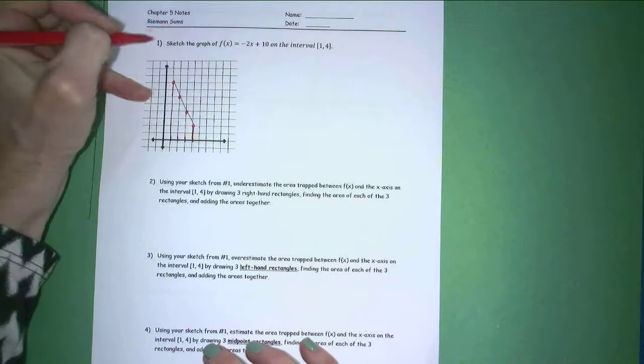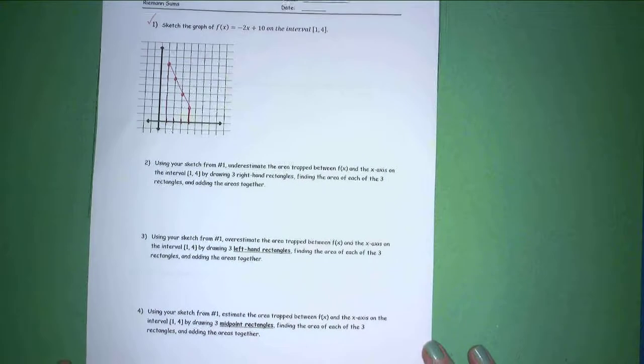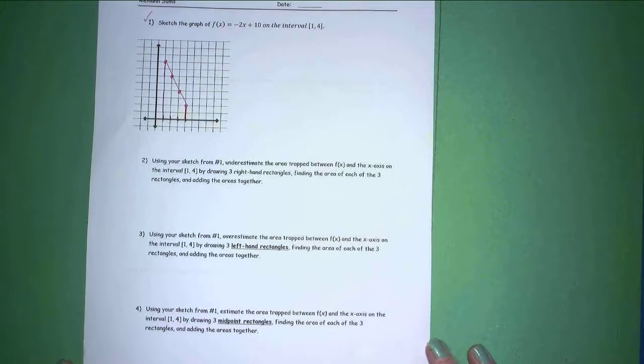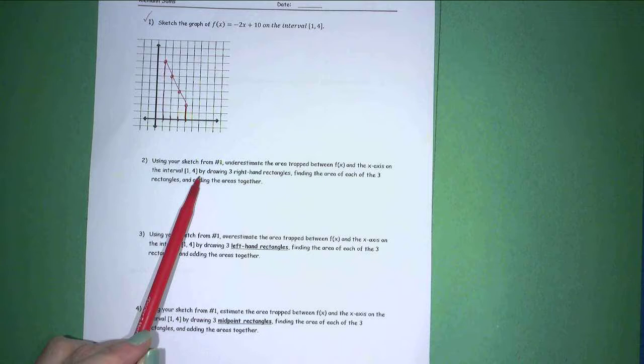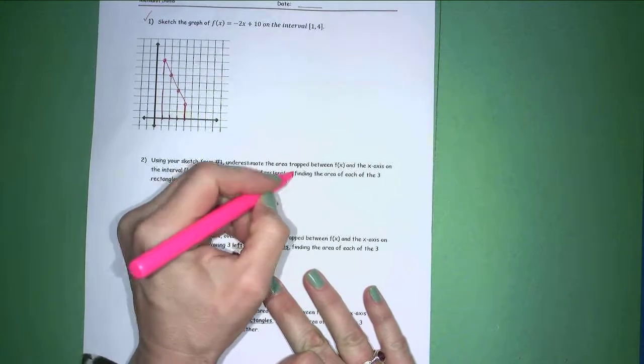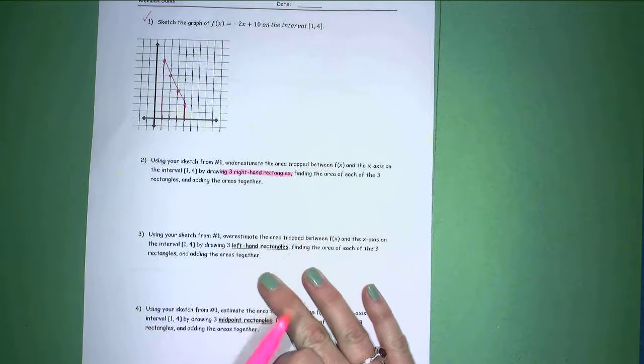Okay, let's go to number 2. So number 1 we accomplished. Let's go to number 2. It says, using your sketch from number 1, underestimate the area trapped between f of x and the x-axis on the interval from 1 to 4 by drawing, here's our terminology, 3 right-hand rectangles, finding the area of each of the 3 rectangles and adding the areas together.